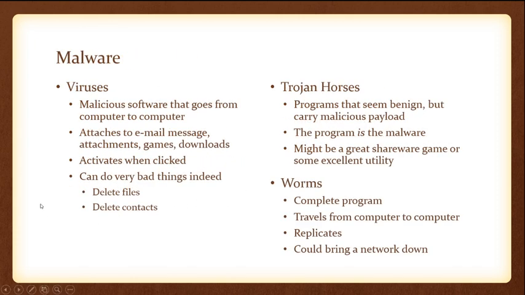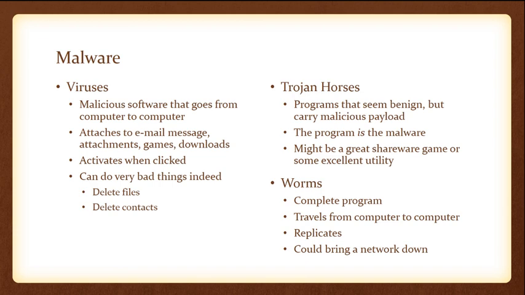The next type of malware is viruses. Viruses are malicious software that gets passed from computer to computer. This usually attaches to a program and runs when that program is being used. A virus can wipe out email, erase hard drives, steal information, send spam email, etc. So you've got to be very careful when something happens out of the ordinary that you didn't intend. If any of those things happen, odds are your computer has a virus.